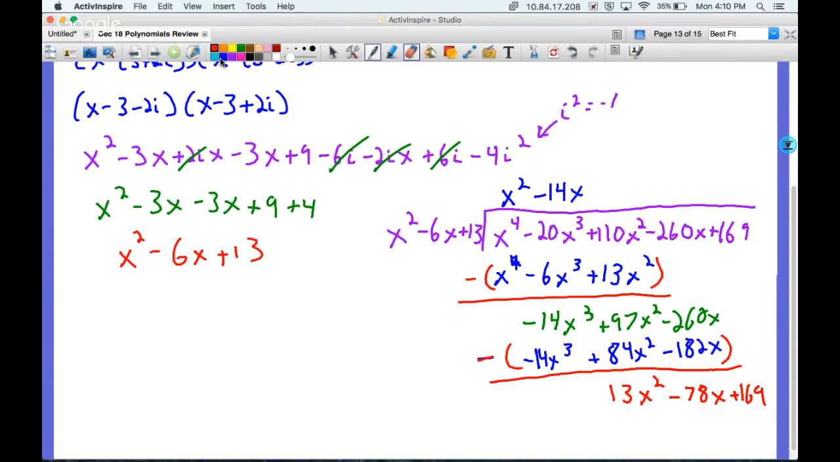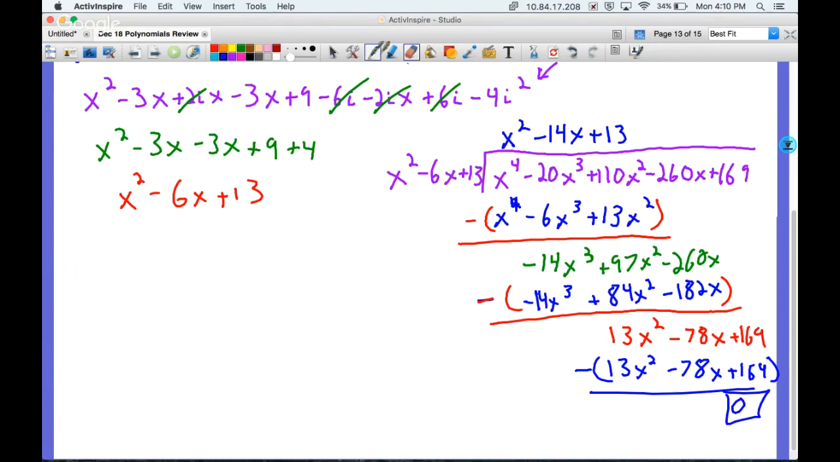So if this worked, then multiplying by 13 should give me all those numbers. I just want to double check that it did work. Negative 6 times 13 is a negative 78. And then 13 times 13 is 169. So it's going to give us this back exactly. And when we subtract it away, we should get a remainder of 0.